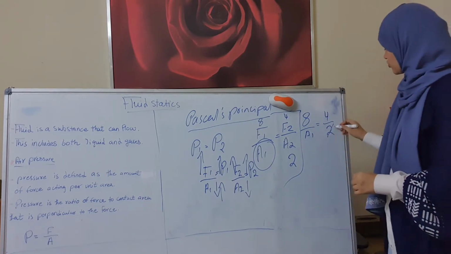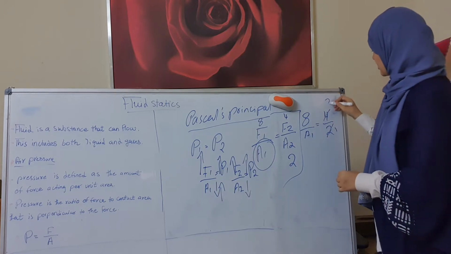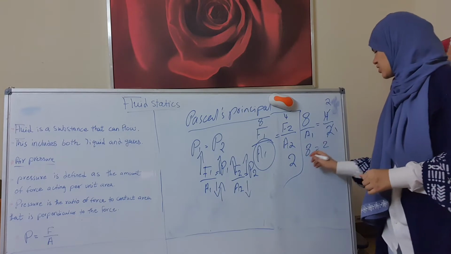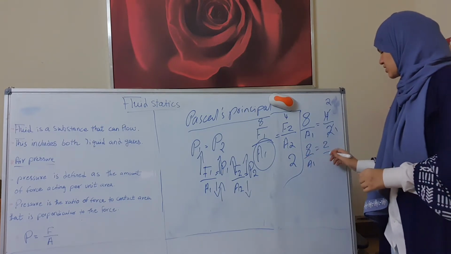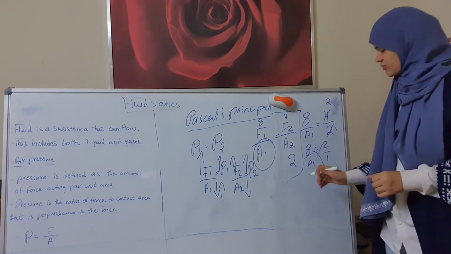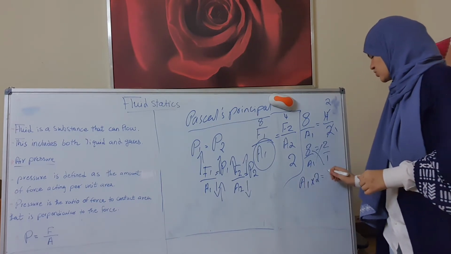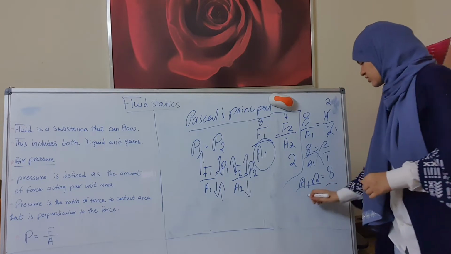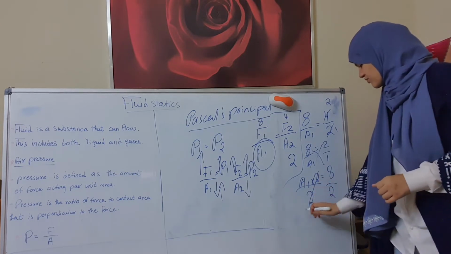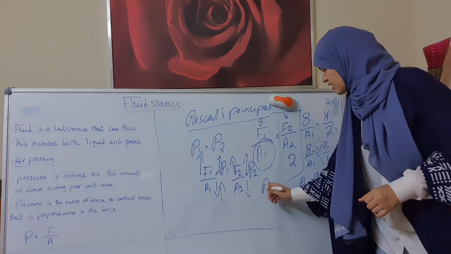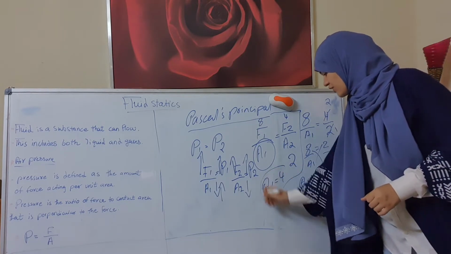2 into 4 gives 1 here, and 2 here. So 8 over A1 is equal to 2 over 1. Crisscross, that means A1 times 2 is equal to 8. Then divide both sides by 2, and that means A1 is equal to 4.